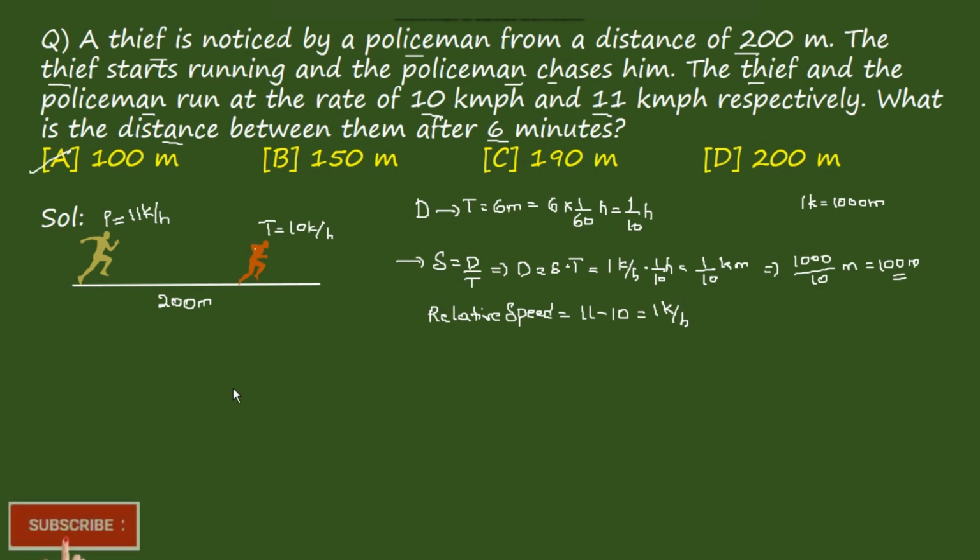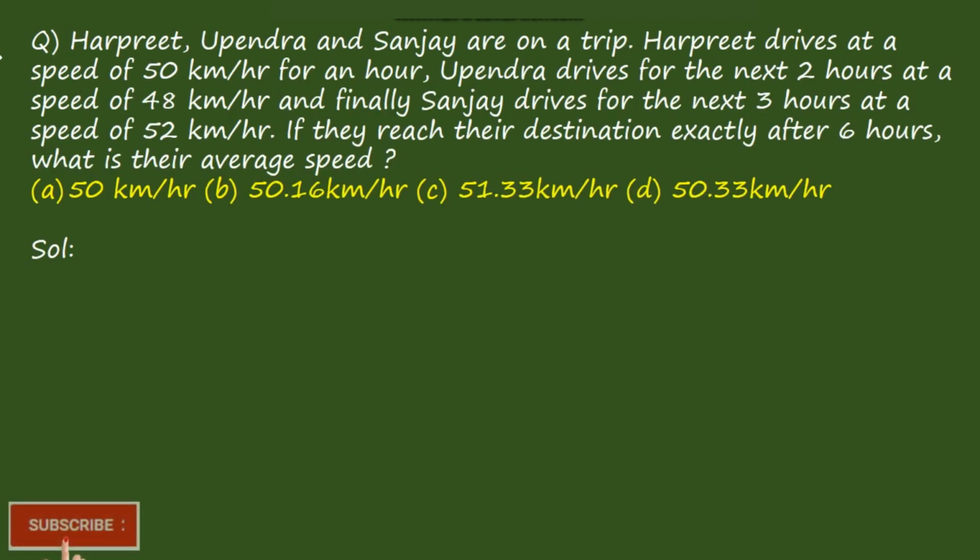Option A. The computer, next question. Harpreet, Upendra and Sanjay are on a trip. Harpreet drives at a speed of 50 km per hour for 1 hour, and Upendra drives for the next 2 hours at a speed of 48 km per hour. Finally, Sanjay drives for the next 3 hours at a speed of 52 km per hour. If they reach their destination in exactly 6 hours, what is the average speed?